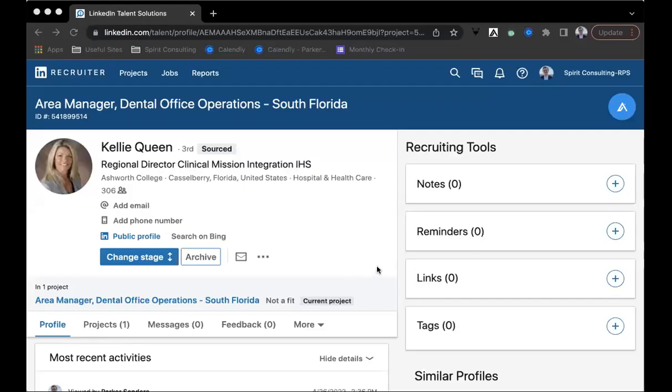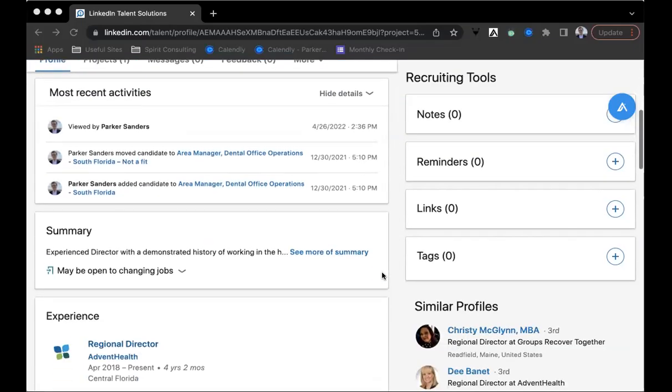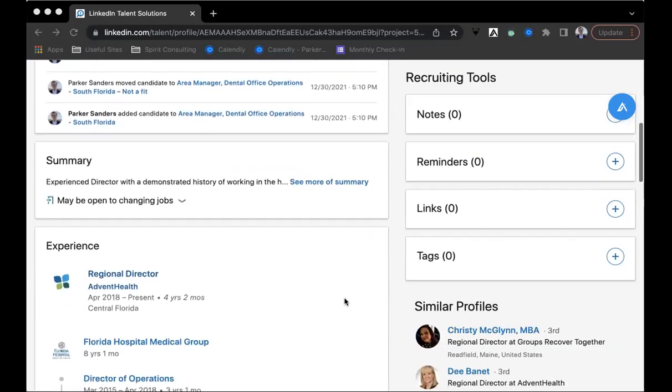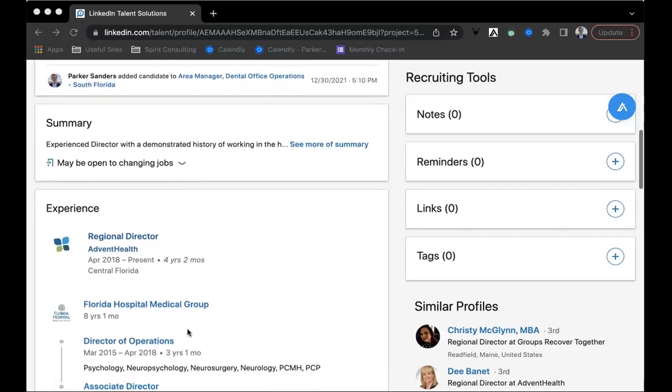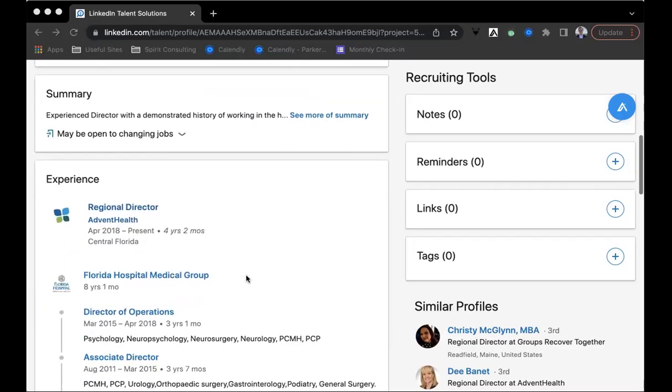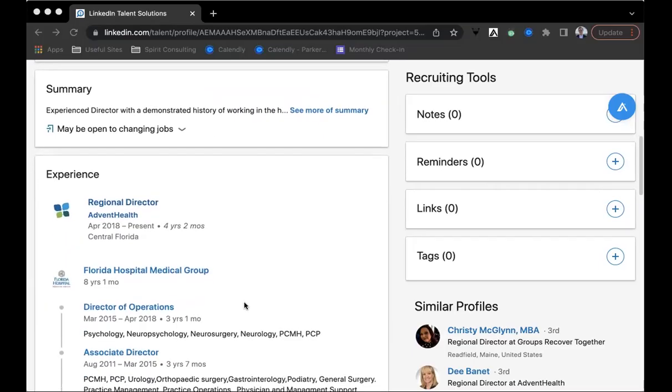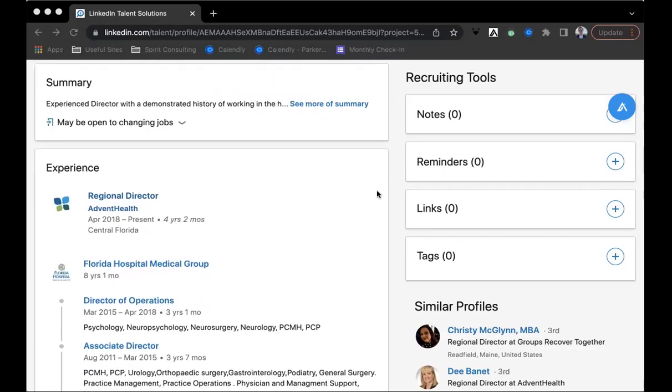So for this last example of those surface level fits that are actually misaligned, we're looking at Kelly Queen's profile, someone with a medical rather than a dental background. So we can see that she was previously a director of operations and is now a regional director. Seems promising, right? Maybe a little overqualified, but they fall enough in the basket that they could be worth sending a message to and seeing if they have one of those reasons why they'd be looking at making a move that might otherwise be lateral.